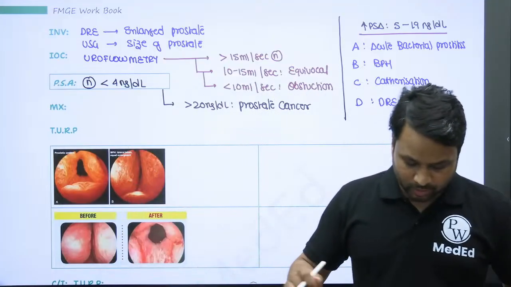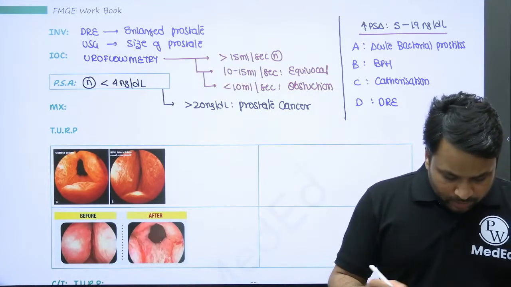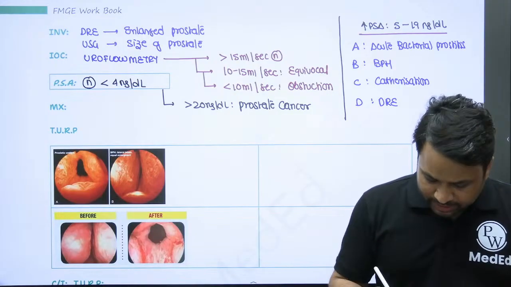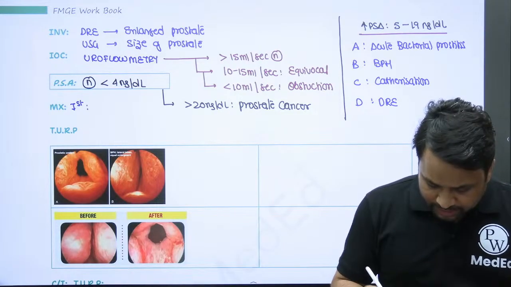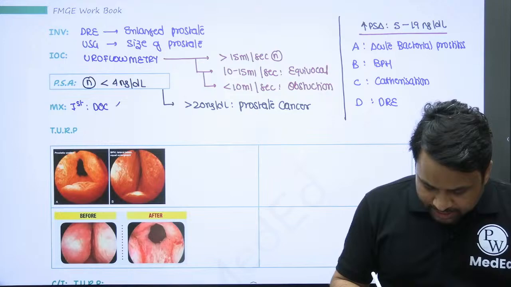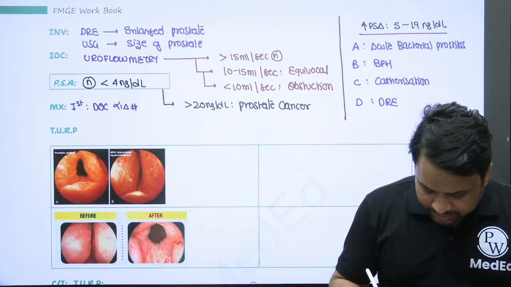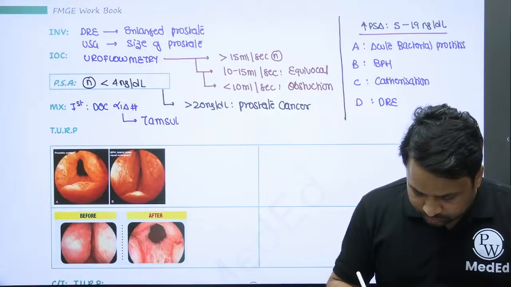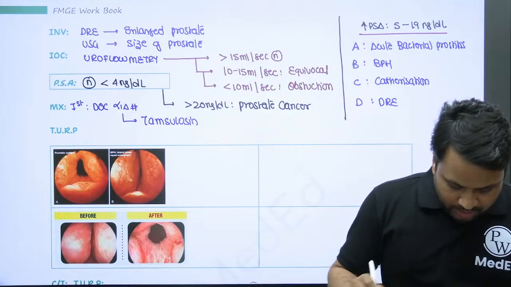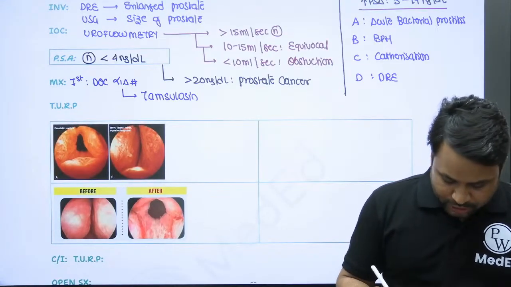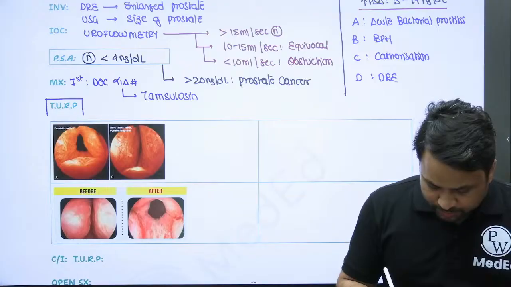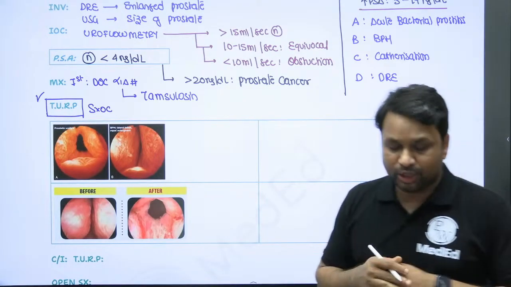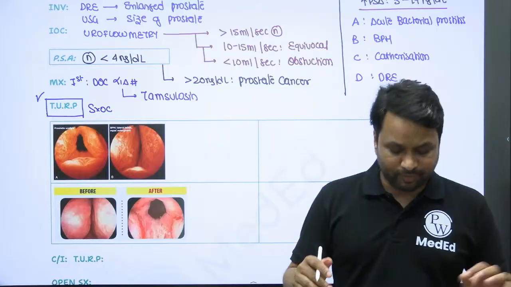So don't worry about it now. When you talk about the management, the first line management is going to be medical management and the drug of choice is alpha 1A blocker, that is going to be your tamsulosin. Okay. Now, if the patient does not respond to medical management, the surgery of choice for BPH is going to be TURP, that is transurethral resection of prostate gland.